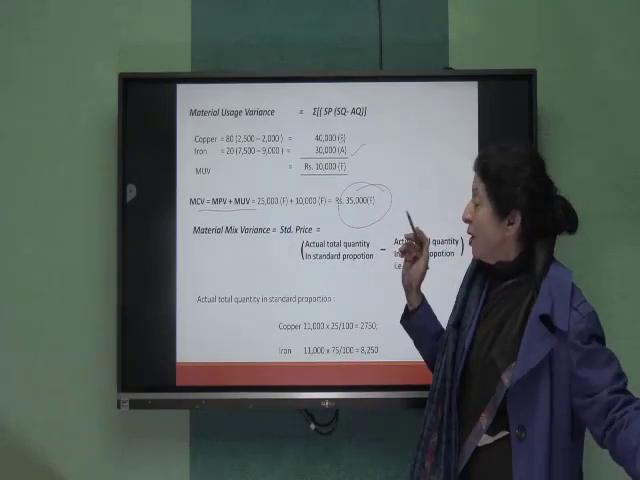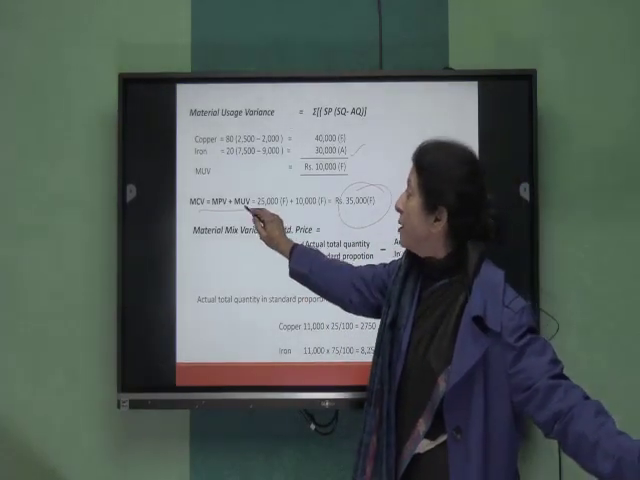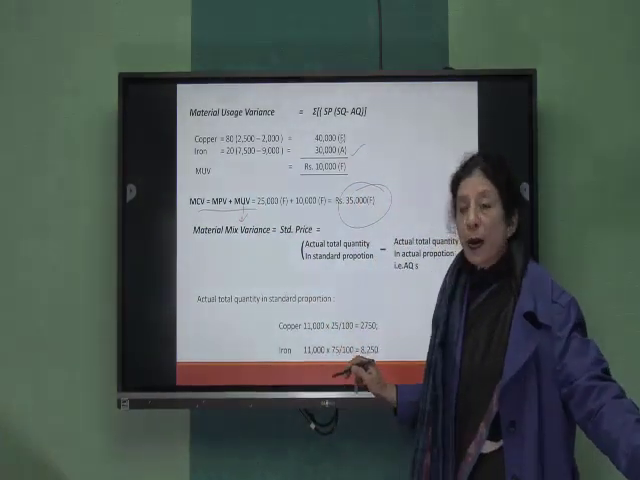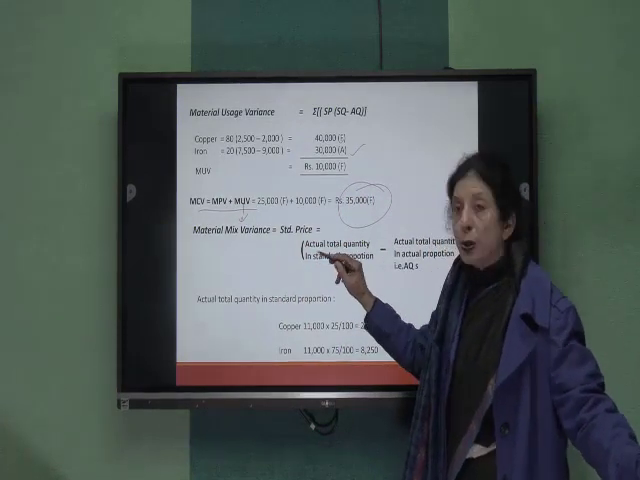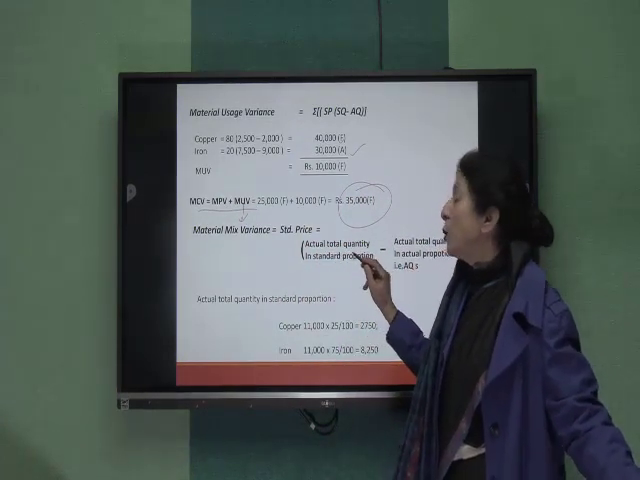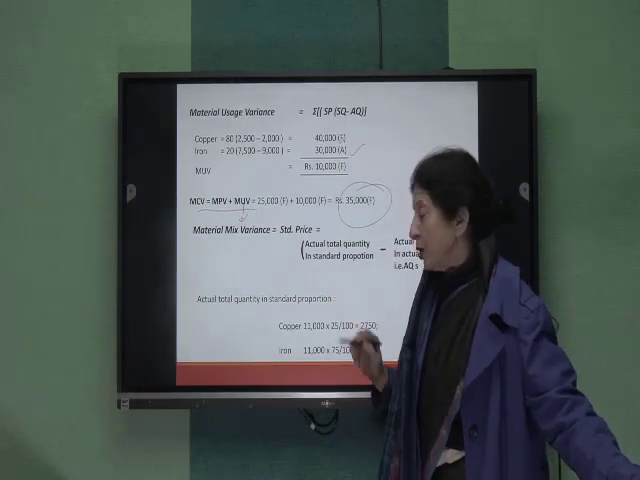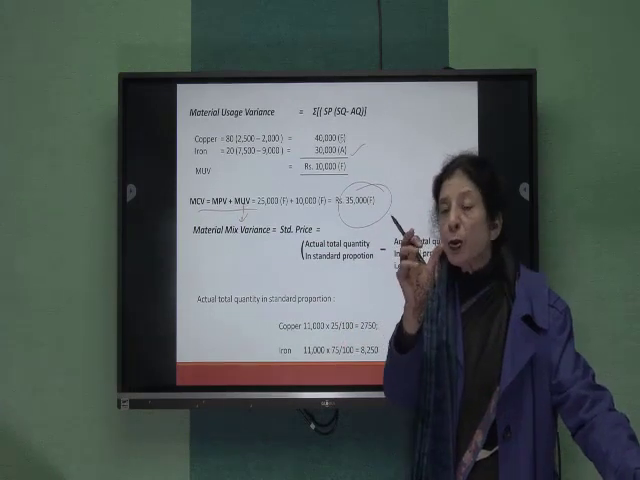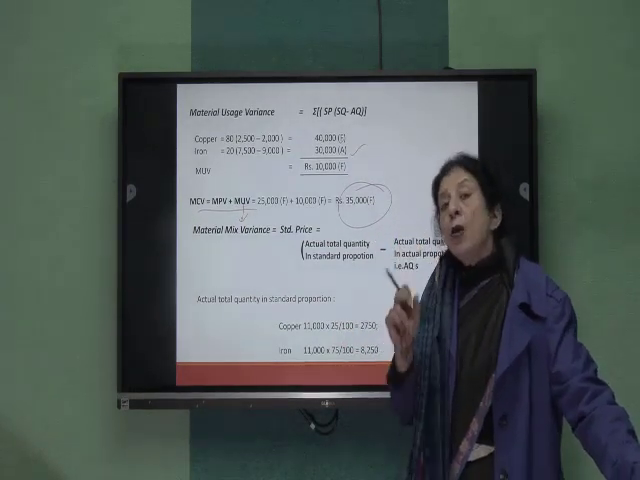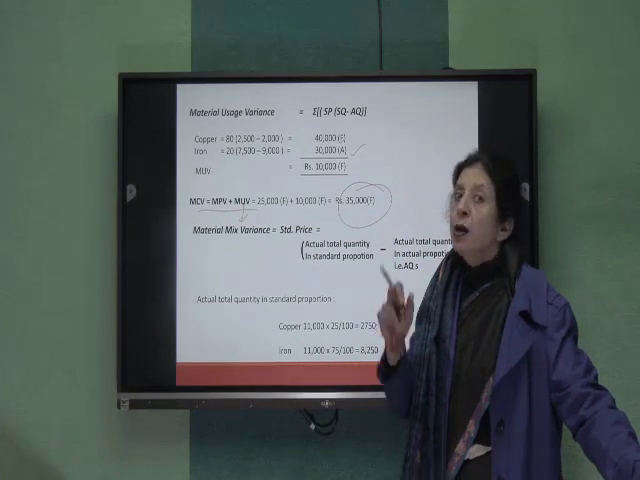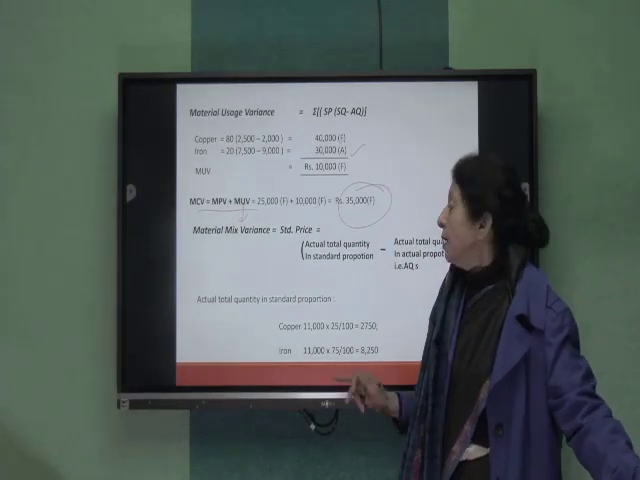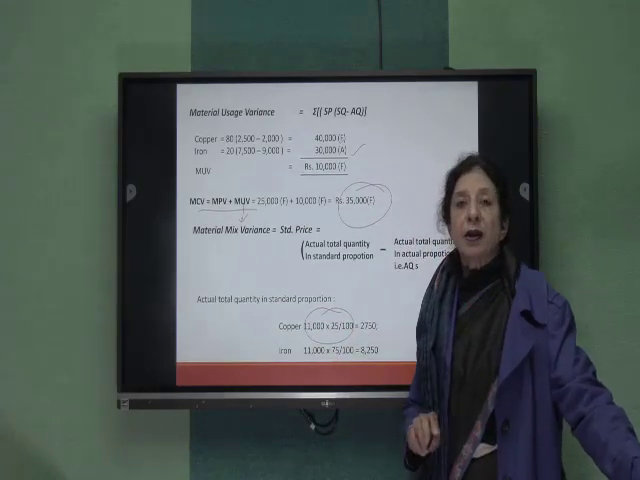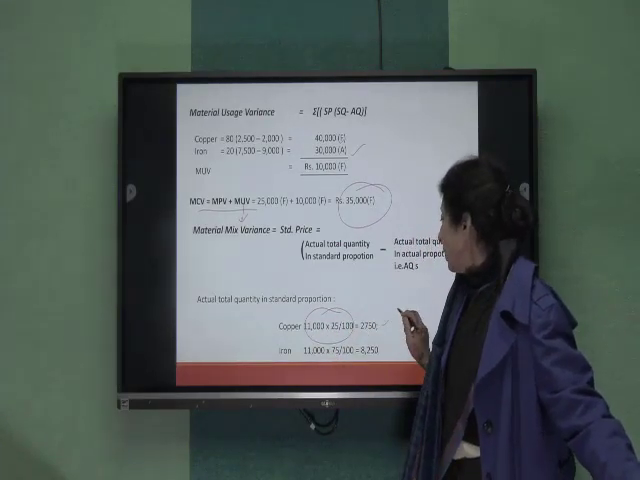Okay, now we have understood that the usage variance would be divided into the mix variance and the yield variance. And the mix variance, I have told you, is the standard price into the actual quantity in the standard proportion. Okay, that now I have to take up. That is, in total, how much actual quantity am I using? 11,000. What is the standard proportion we are using? 25% is to 75%. That means I'll take 25% of the actual quantity, 11,000. That comes out to be this much quantity.